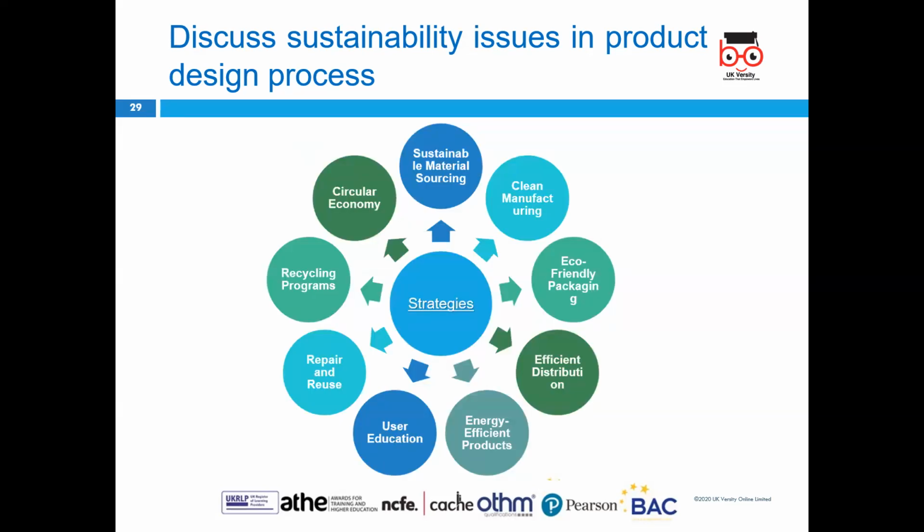So finally, the different strategies that can be used to address the sustainability issues include clean manufacturing. So basically, a good recycling system, use of renewable sources of energy. Then you have eco-friendly packaging, avoiding single-use plastics, or even avoiding plastics which take a lot of time to degrade. Then efficient distribution by the manufacturing companies. Then you have energy efficient products where energy can be conserved, or lower energy is needed.